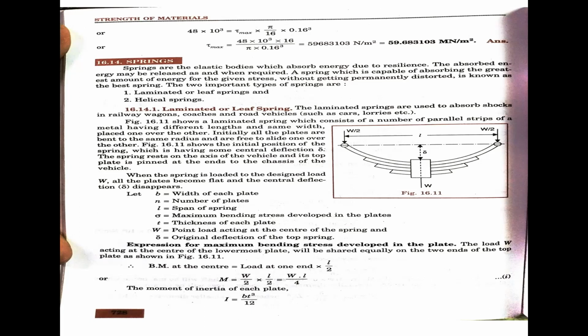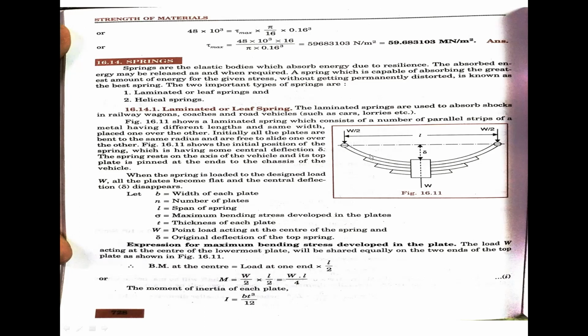As shown in the figure, this is the shape of the spring. This is the length of the spring, and this is the load W acting. Half of the load is transferred to both sides. This is the length of the spring and the deflection of the spring, delta. This is W, the load absorbing energy.